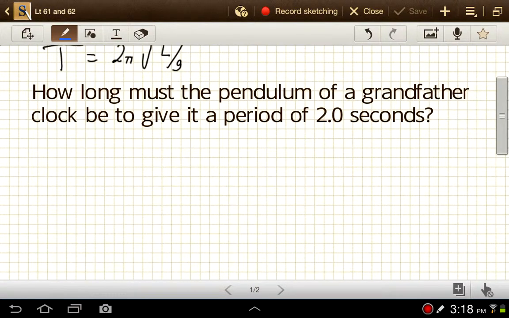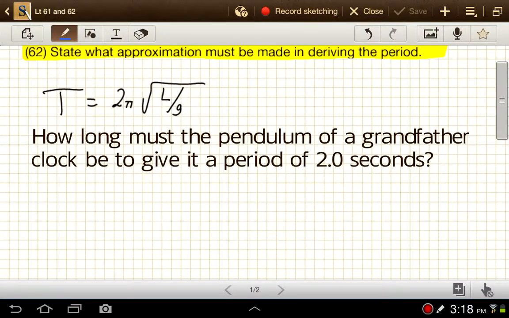How long must a grandfather clock pendulum be to give it a period of 2.0 seconds? By the way, the period 2.0 seconds, that's so when it swings one direction that takes 1 second, and then back the other direction takes another second. So maybe a little counterintuitive that it's not 1 second for the period, but that'd be why.